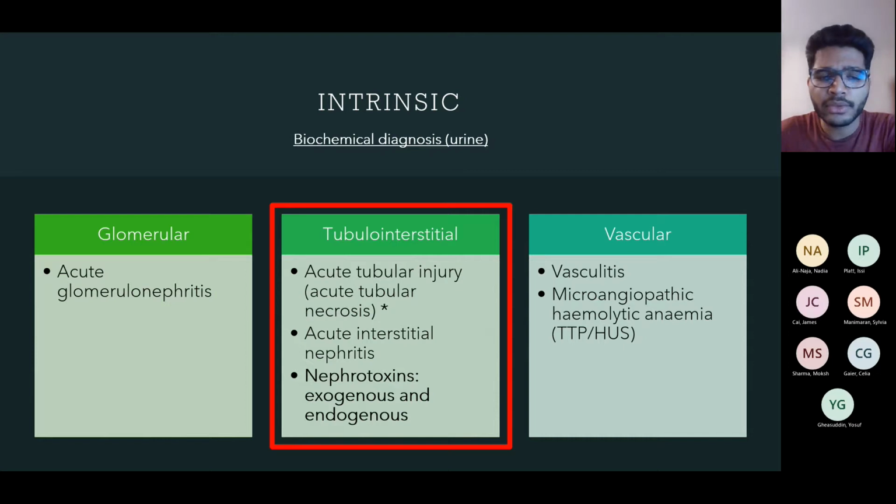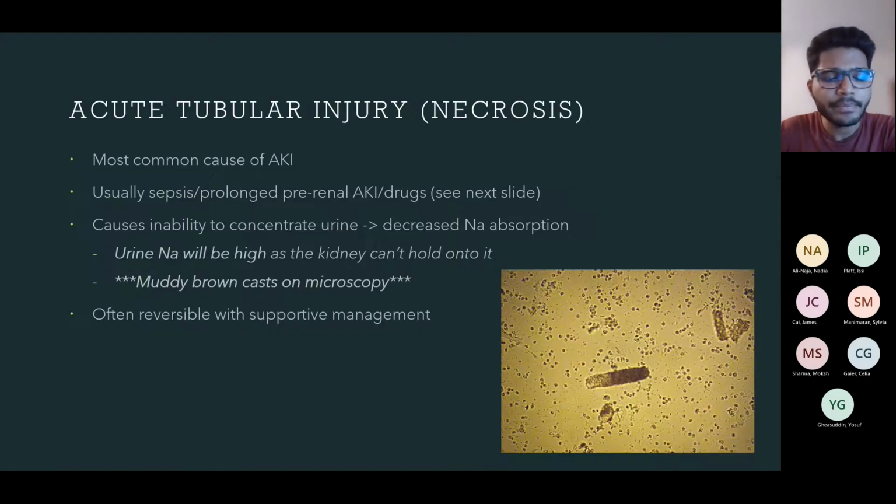But we're not going to focus on these two because the vast majority of intrinsic AKI is due to issues with the tubules, so that's in the nephron, or the interstitium, which is the bit between the tubules. So that's what I'm going to focus on now. The three main things you need to know about are acute tubular injury, previously known as acute tubular necrosis, acute interstitial nephritis, and the role of nephrotoxins and what kind of nephrotoxins there are intrinsically and extrinsically to the body.